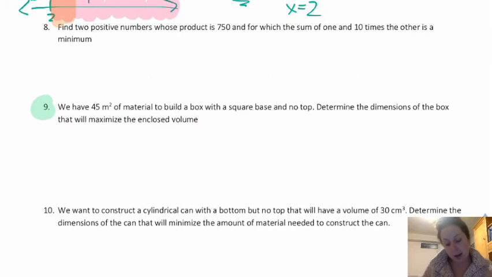So number 9, that's the one we're going to look at. Number 8 people seem pretty good with. For 10, you can look at my key if you want, or we can go over it later if somebody would like to ask live. But we're going to start with 9. So we have 45 meters squared. Notice meter squared, that's telling me that that's area, to build a box with a square base and no top. So, okay, 5 sides, right? And I want to determine the dimensions that will enclose the maximum volume.